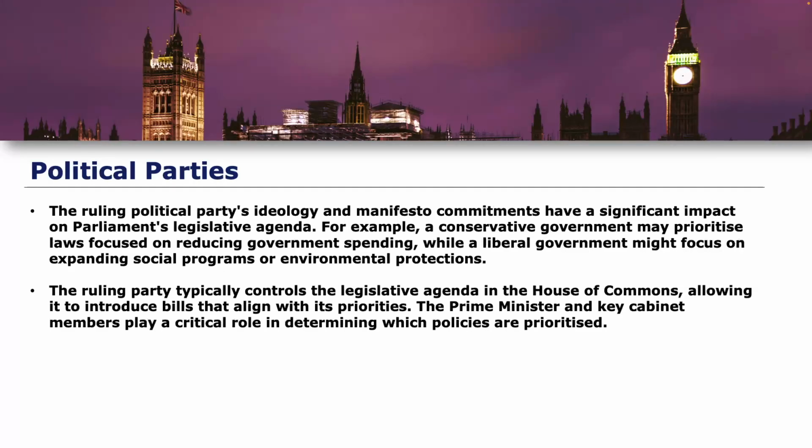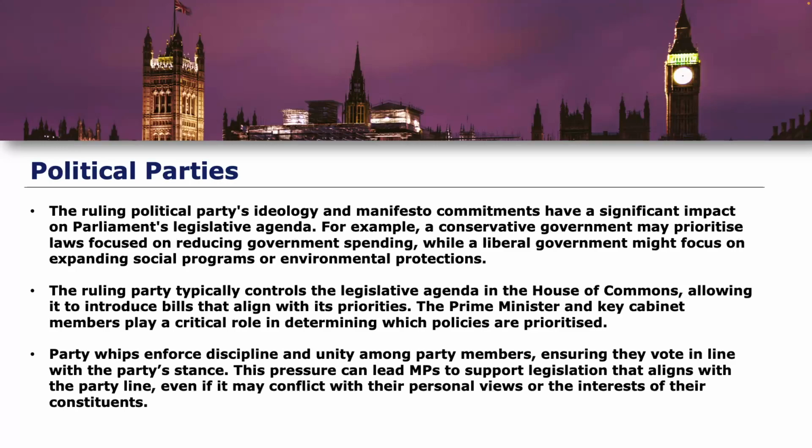The ruling party will then typically control the legislative agenda in the House of Commons. This allows them to introduce bills that align with the priorities of that particular party. And in addition to this, the Prime Minister and key cabinet members will play a critical role in determining which of these policies are prioritised.